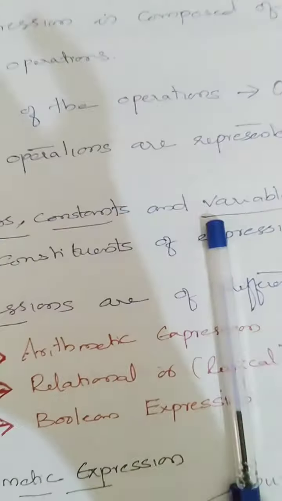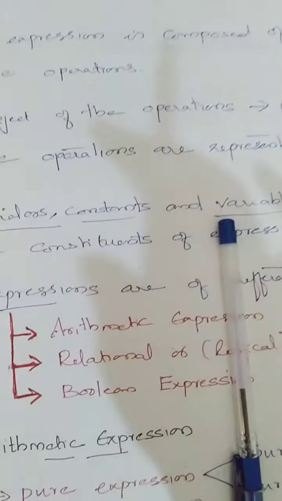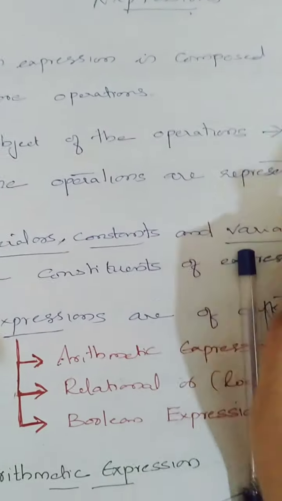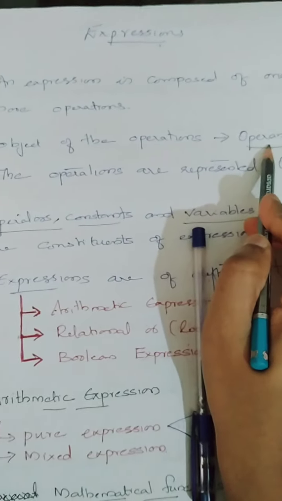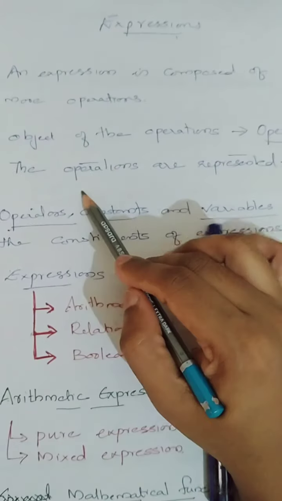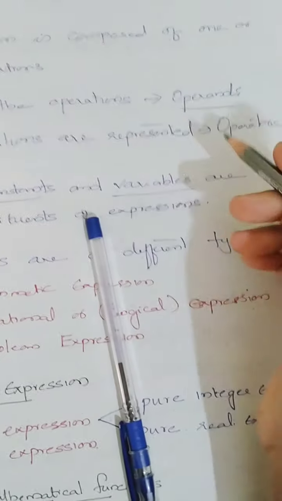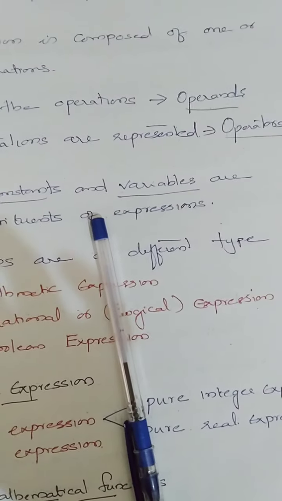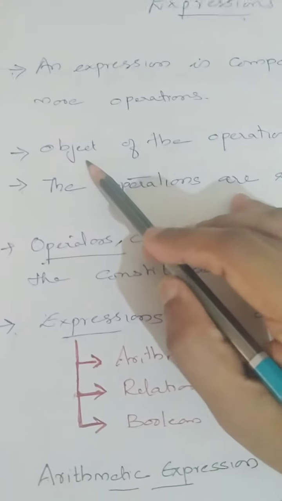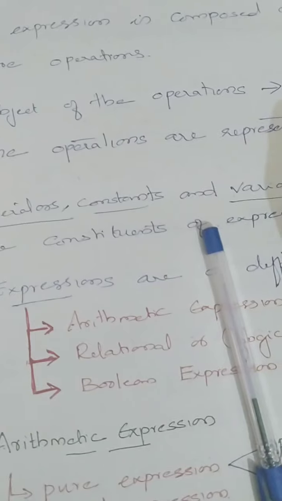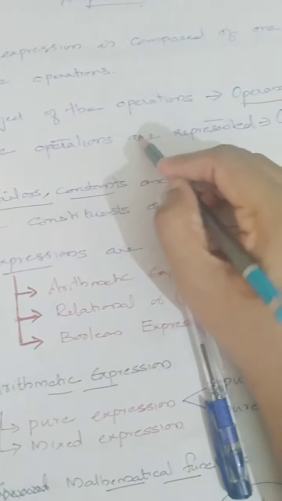What are the objects of the operations? That is your variables, constants, everything is known as operands. The objects of the operations are known as operands. The operations are represented by using operators. Is it clear? So an expression consists of two or more operations. The objects of the operations are known as operands and the operations are represented by using operators.